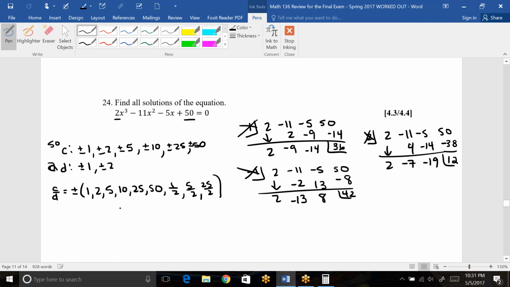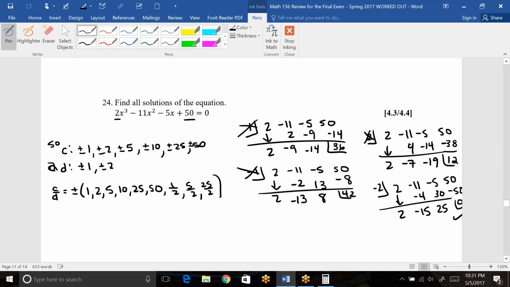Let's try negative 2. I'm just going to go through my list. So 2, negative 11, negative 5, and 50. So this would be 2. That would be negative 4. That would be negative 15. That would be 30. That would be 25, and that is negative 50. Yay, we found a 0.